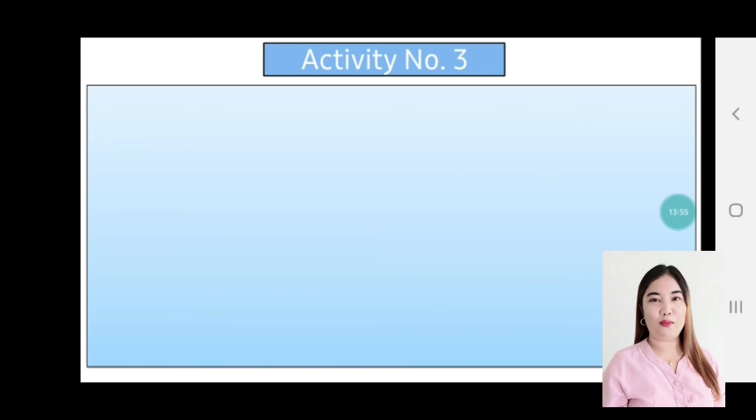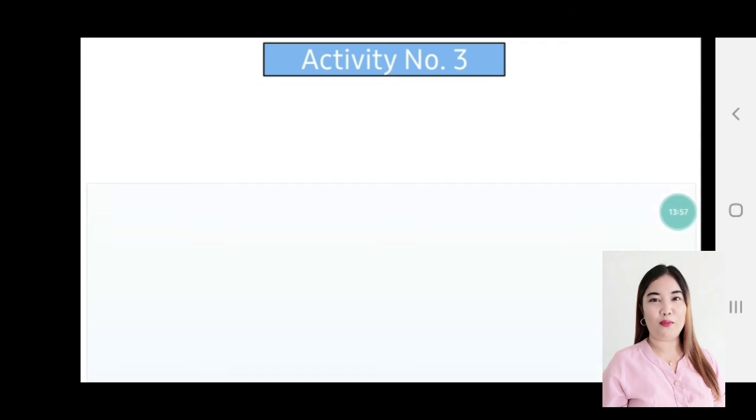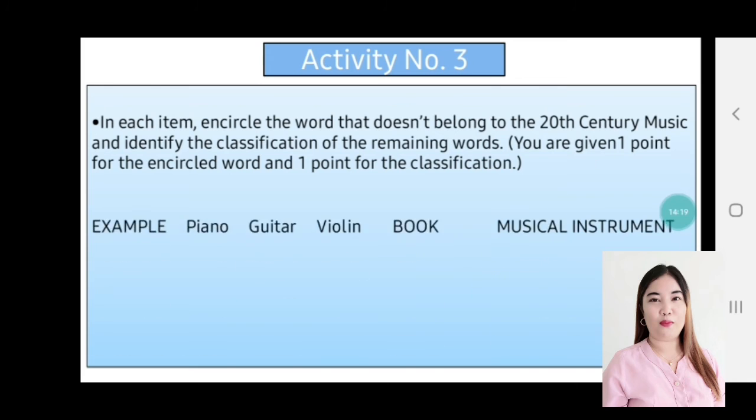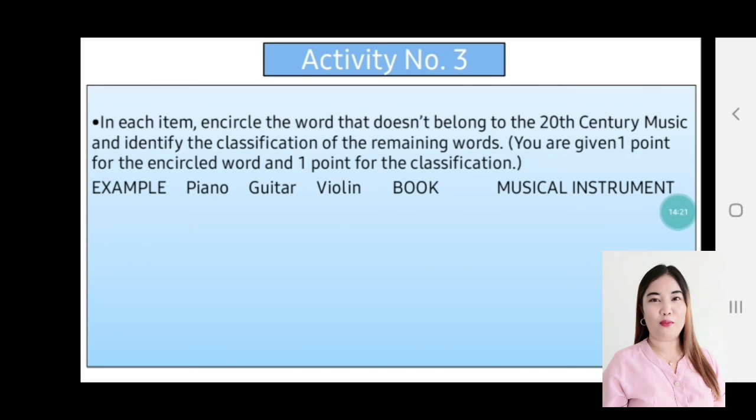Okay, for the next activity, activity number 3, and this is the easiest one. So you have here the instruction. In each item, encircle the word that doesn't belong to the 20th century music and identify the classification of the remaining words. You are given 1 point for the encircled word and 1 point for the classification, meaning 2 points each. So here is the example.